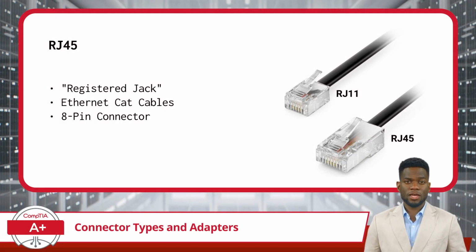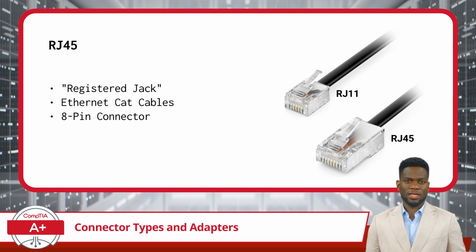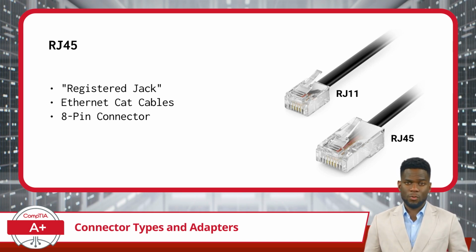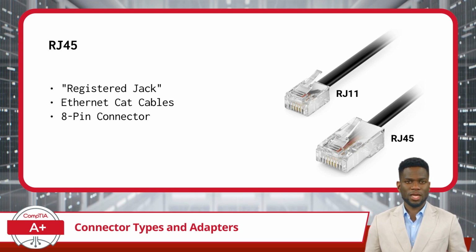Another registered jack connector is the RJ45 connector. RJ45 is a common network cable connector used to terminate Ethernet CAT cables, which are the most common network cables in use today. The RJ45 connector has 8 pins or positions into which wires can be inserted. When placed side by side with an RJ11 connector, the RJ45 connector will appear similar in design to the RJ11 connector, but will be noticeably larger.